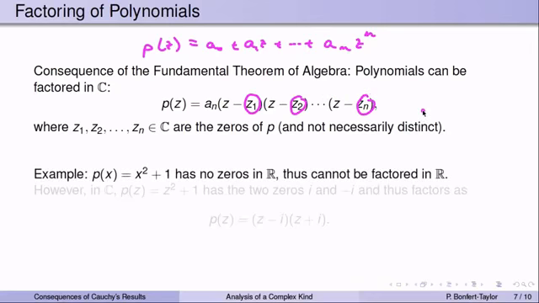Here's an example. The polynomial P of x equals x squared plus 1 has no zeros in R. You can graph that. x squared plus 1 is just a parabola shifted up by 1. It never crosses the x-axis, no matter what x I plug in there. It's never going to be equal to 0. So I cannot factor that, because if I could factor that, then it would have some zeros. So I cannot factor this in R.